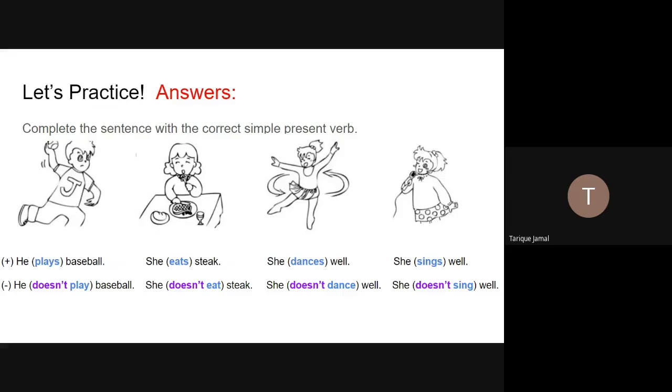So remember this. All we did for the positive was add s. And then for the negative, we just used doesn't, right? Because for he, she, it it is always doesn't for the negative. And then the base verb, correct? We just leave the base verb as it is. All right, let's move on here.